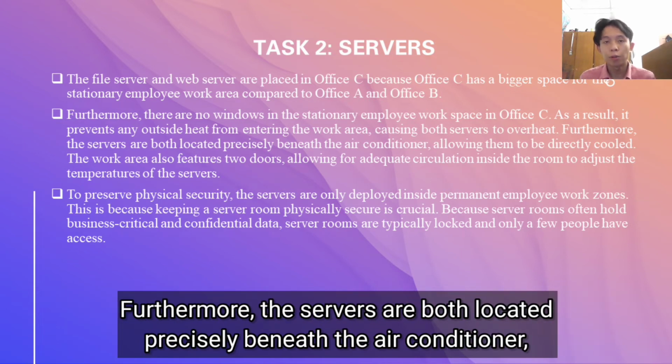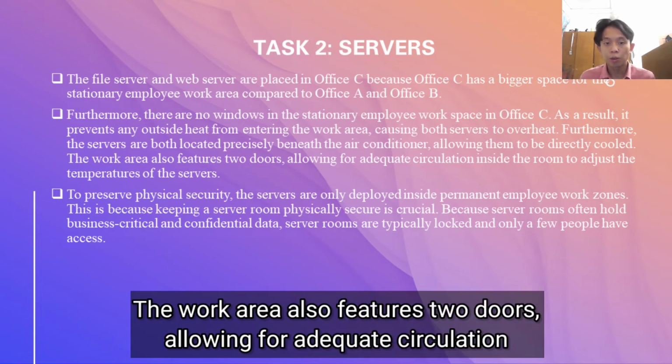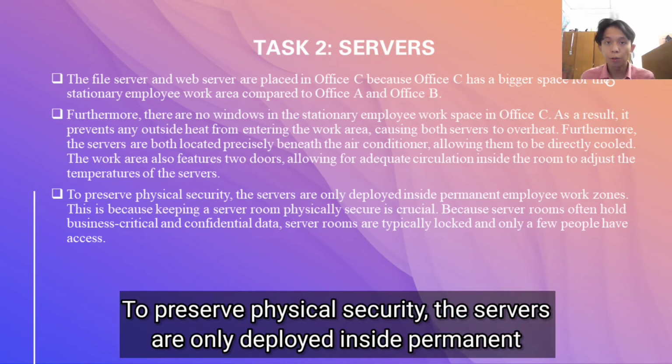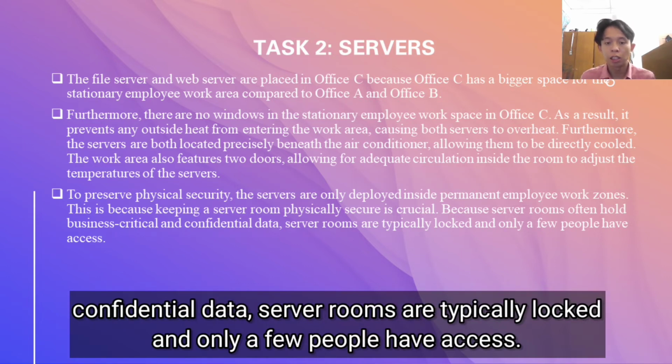Furthermore, the servers are both located precisely beneath the air conditioner, allowing them to be directly cooled. The work area also features 2 doors allowing for adequate circulation inside the room to adjust the temperature of the servers. To preserve physical security, the servers are only deployed inside permanent work zones because server rooms often hold business-critical and confidential data. Server rooms are typically locked and only a few people have access.